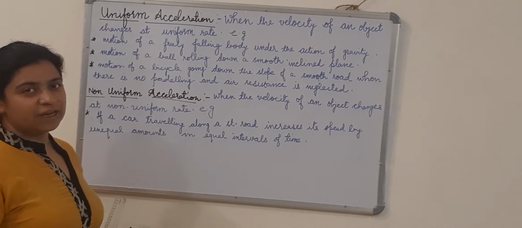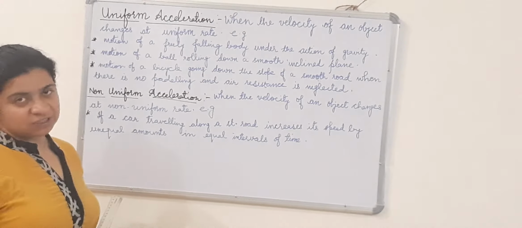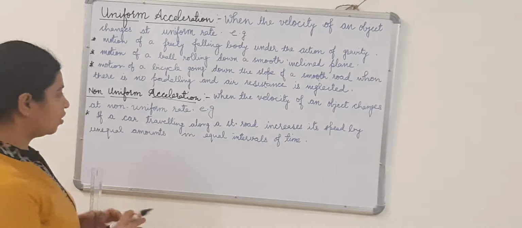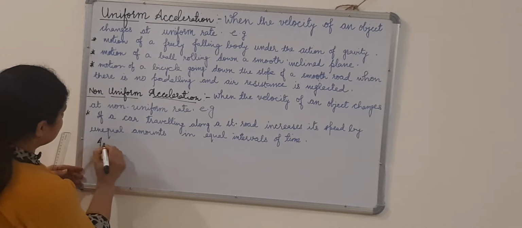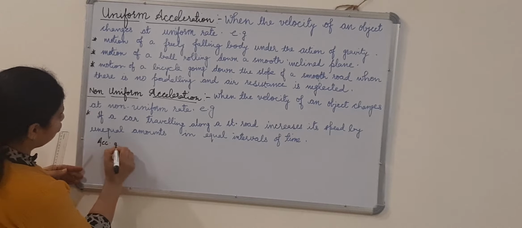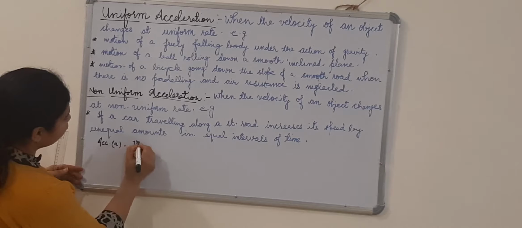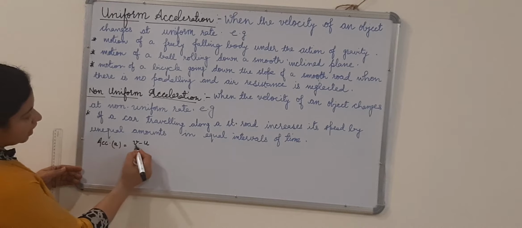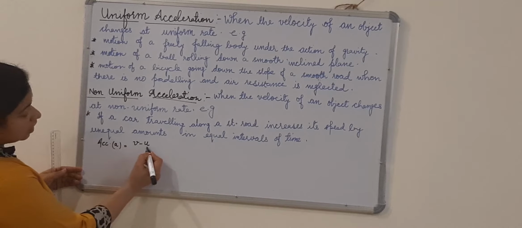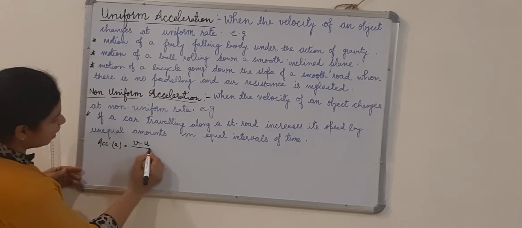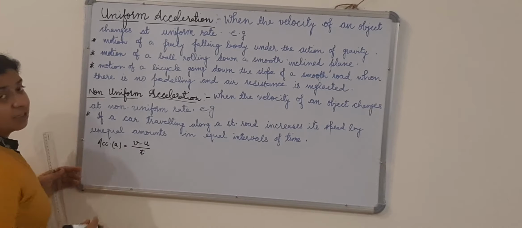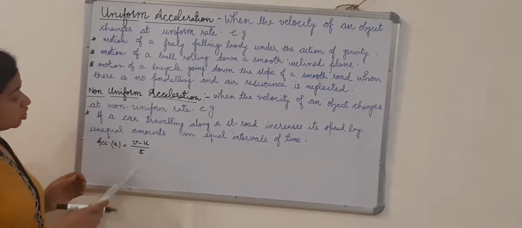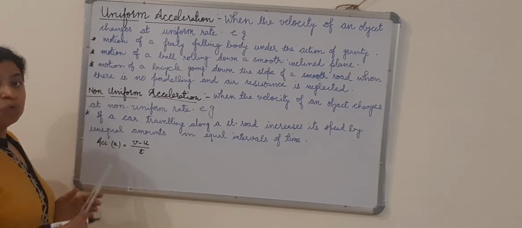Acceleration is the rate of change of velocity. Rate of change of velocity is known as acceleration, or in other words, acceleration, or small a, is equal to (v minus u) over t. v minus u is the change in velocity, where v is the final velocity and u is the initial velocity, and t is the time taken by any object to change its velocity from u to v.